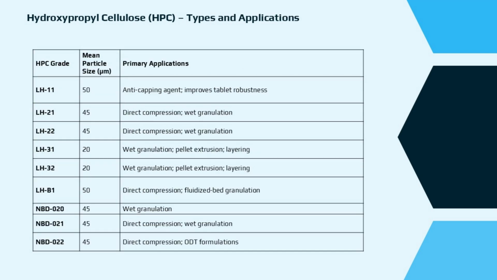HPC grades differ mainly in particle size and viscosity, which determine their suitability across different processes. Lower viscosity grades are commonly used as binders, while others serve specialized roles such as pellet extrusion, layering, or anti-capping functions. This flexibility makes HPC one of the more adaptable cellulose derivatives.